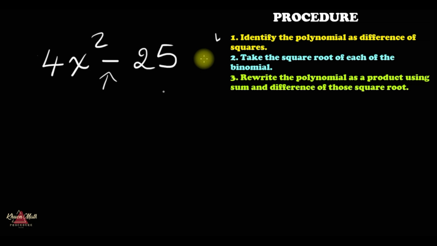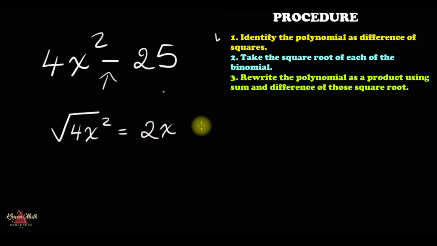Step 2 is to take the square root of each term, and take the square root of 4x squared. So what is the square root of 4x squared? Well, the square root of 4x squared is 2x, right? Because 2x times 2x is 4x squared. And what about the square root of 25? Well, the square root of 25 is 5 because 5 times 5 is 25.